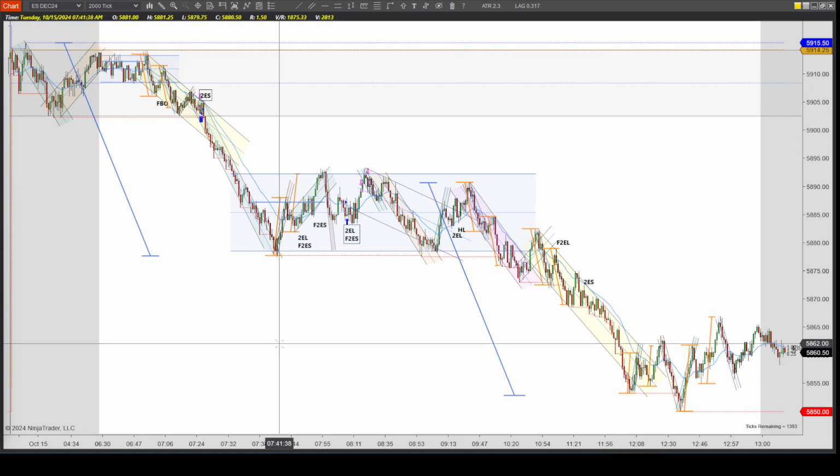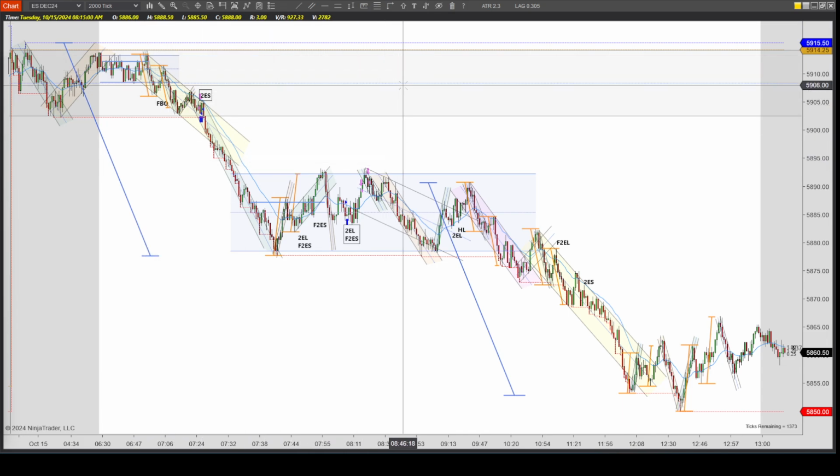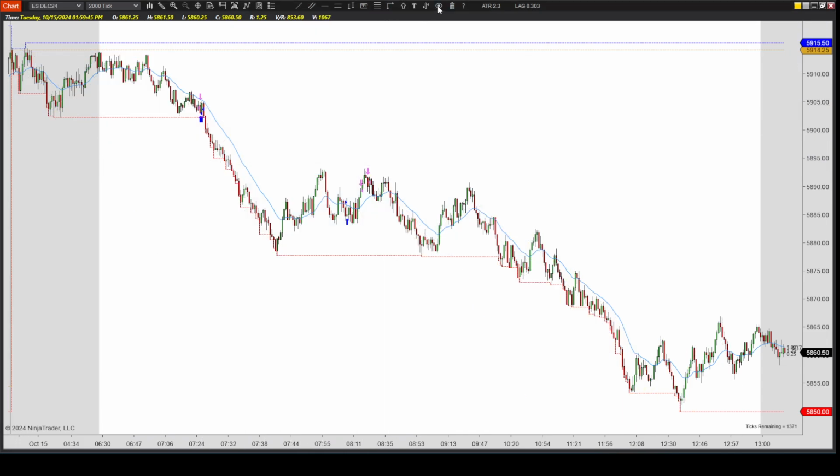October 15th, 2024. This is the S&P 500 E-mini futures on the 2000 tick chart using NinjaTrader 8. This is what the chart looked like today.